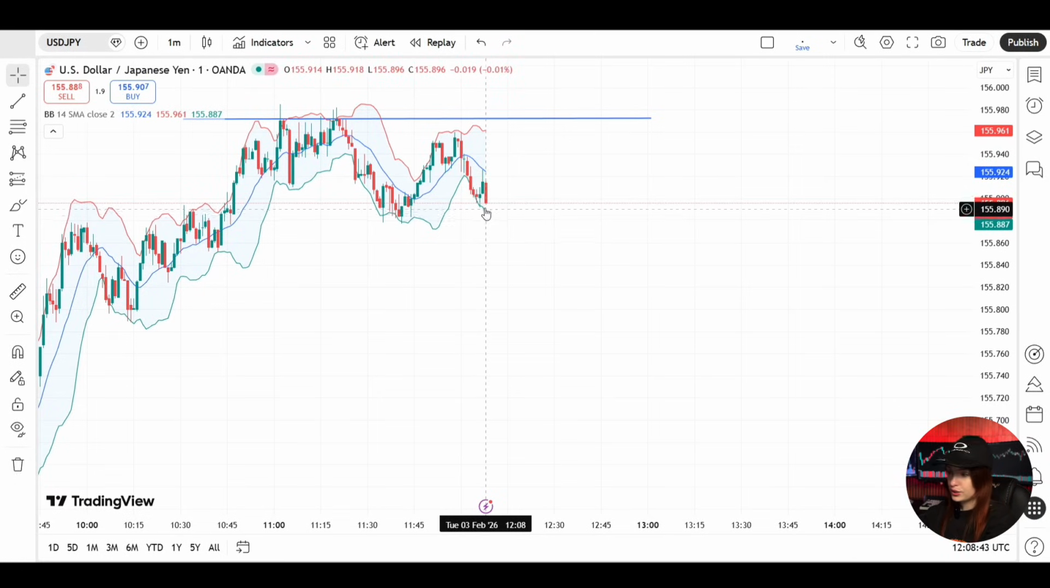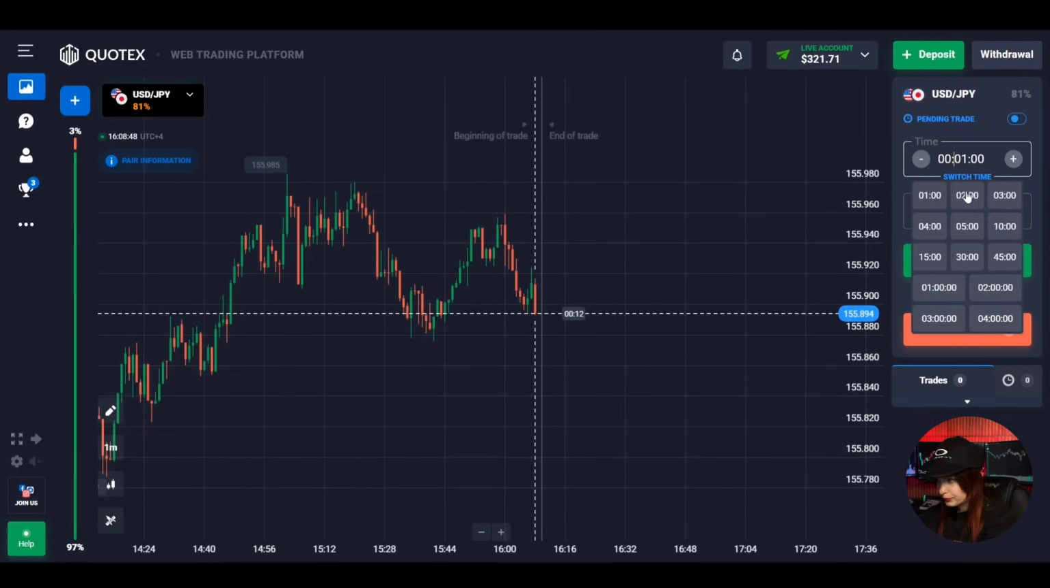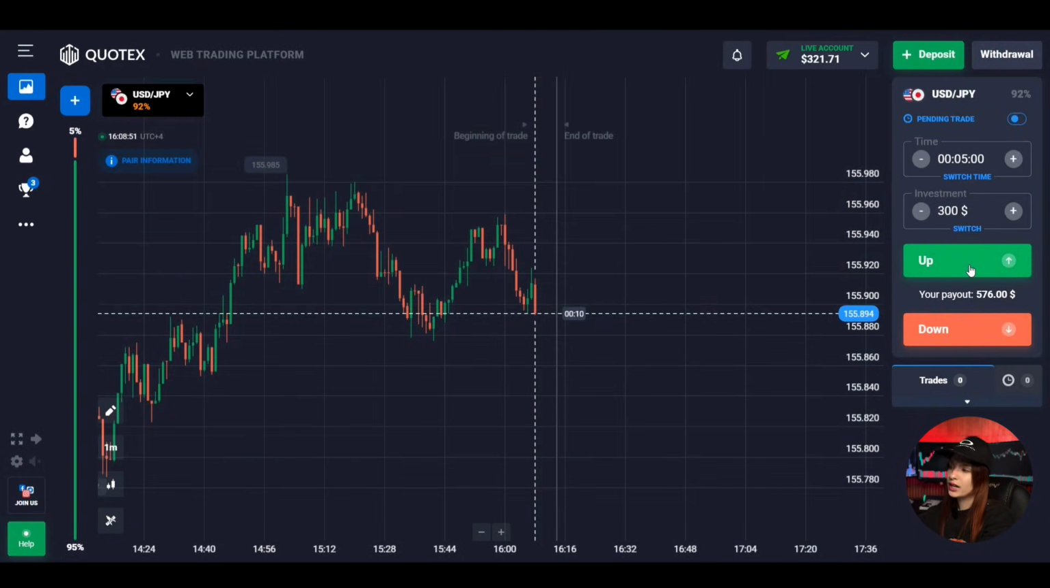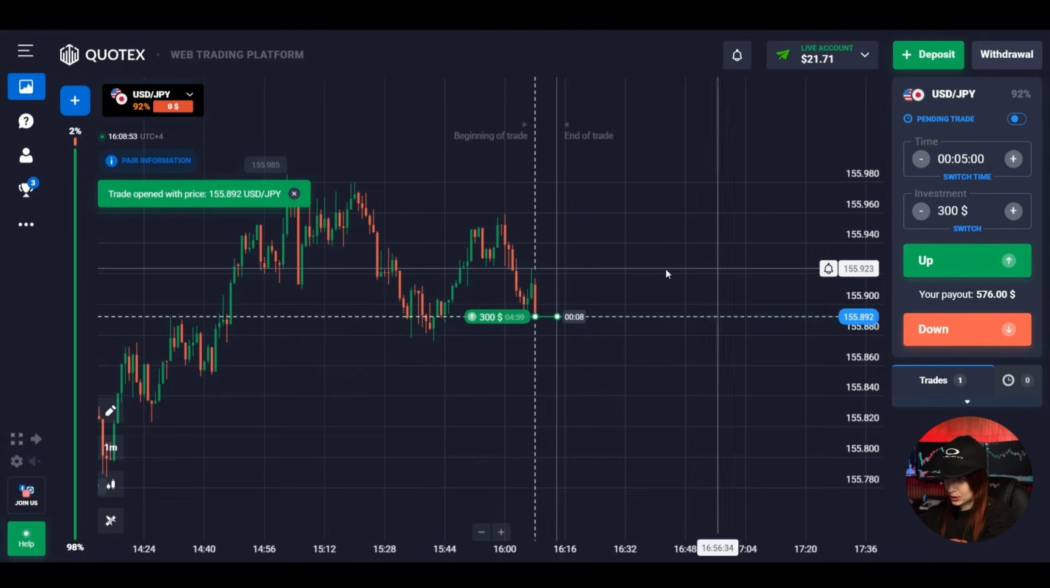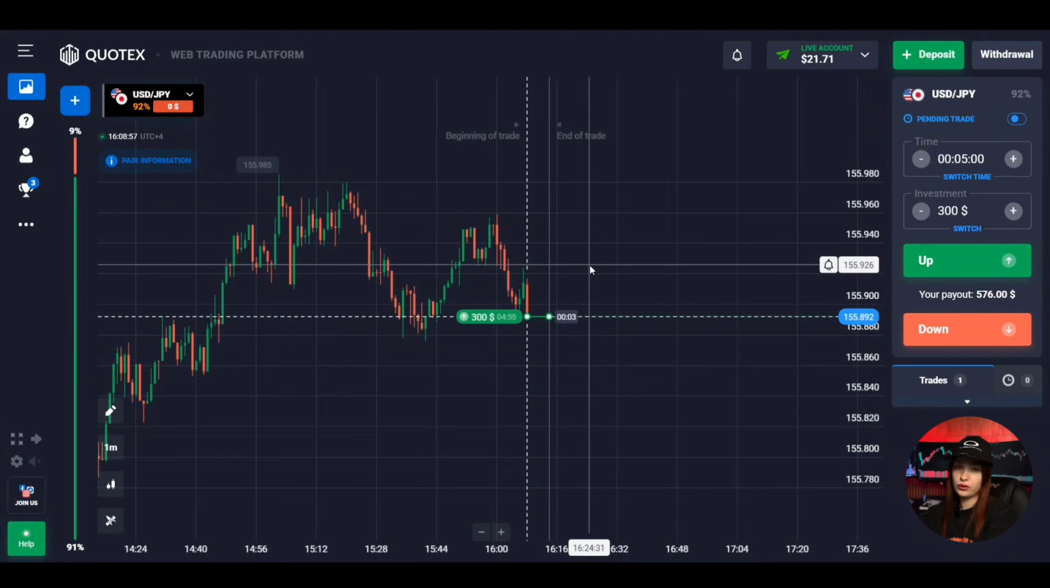Therefore, in this situation, I suggest to open a deal with a margin of 5 minutes to go up. Guys, it is likely that a reaction will occur from this zone in the near future. That is, the price will push off and move up, following the general uptrend.